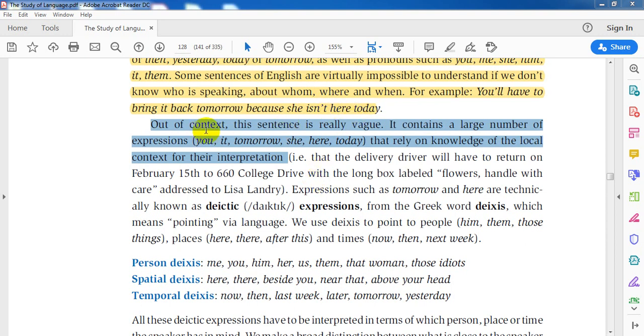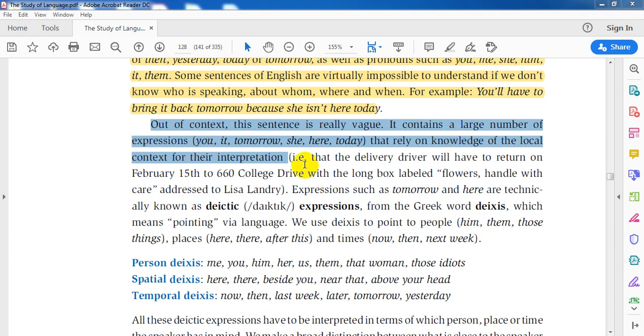Now let's see some explanation related to the given example here. Out of context, this sentence is really vague, right? Why is it vague? Because it contains a large number of expressions, like you, it, tomorrow, she, here, today. Now, if we join these together, we produce a sentence like the one given above. But what is the meaning of the sentence? Of course, it's unknown. That relies on knowledge of the local context. So now here we have the local context which helps us explain the meaning of the given words in the sentence above.